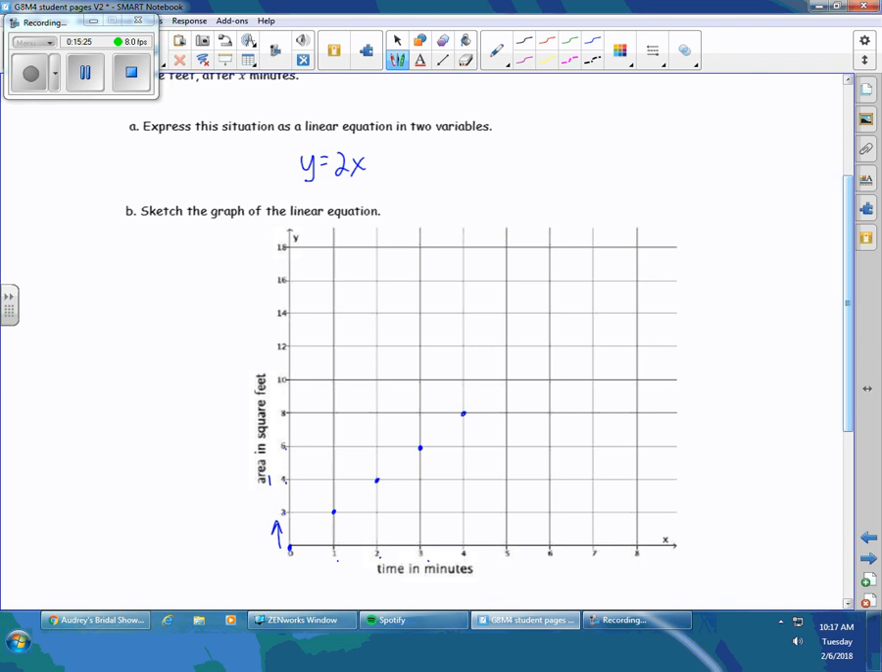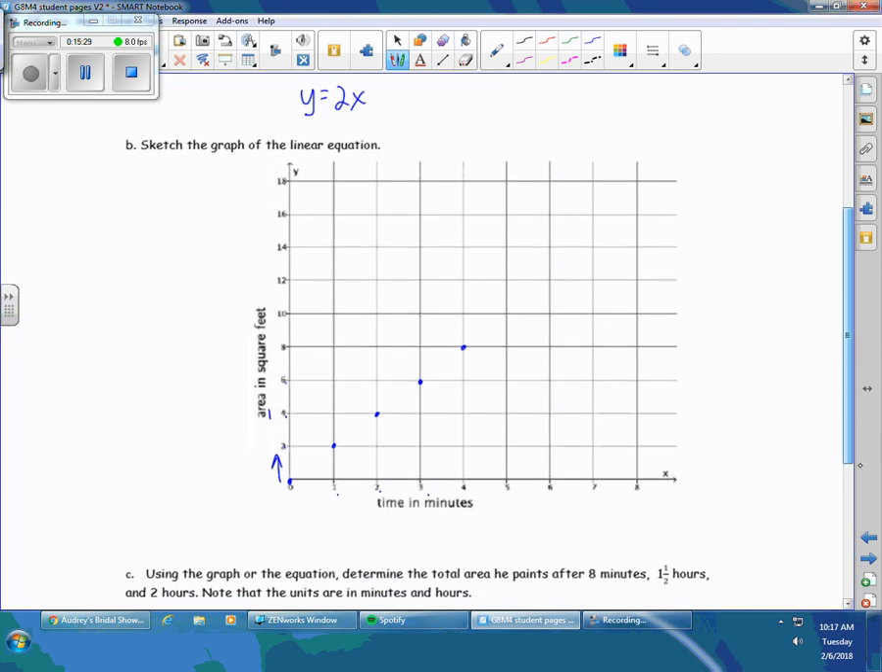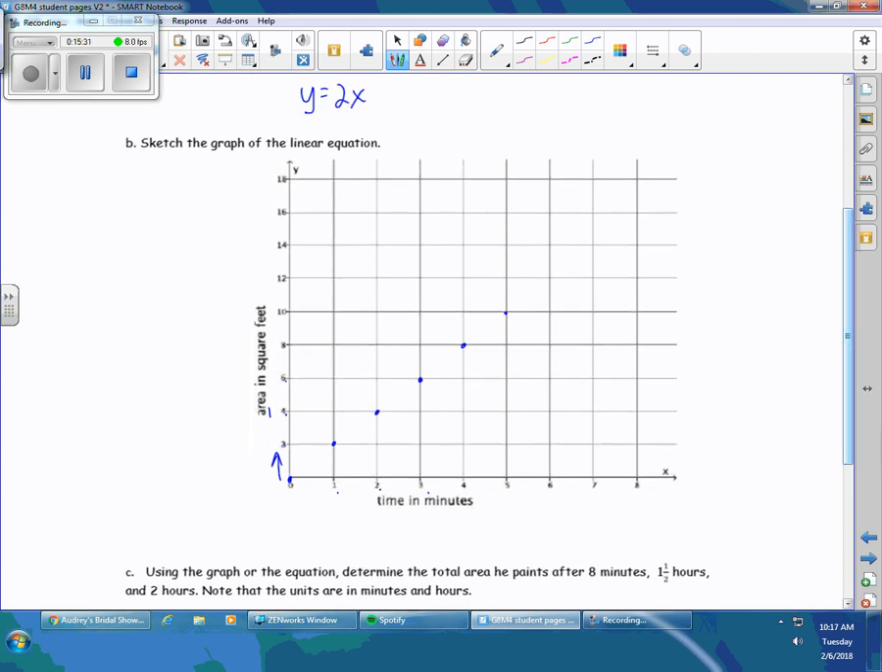So use the graph or the equation to determine the total area he paints after 8 minutes. So I can keep going here. And at 8 minutes, I'm looking at 16.